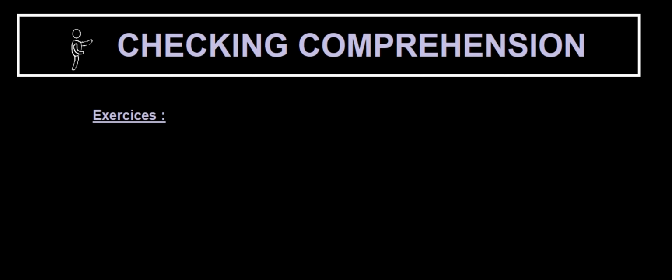Check your comprehension by answering these two exercises. It's a direct application of the steps we just saw. You will need a sheet of paper and a pen. You will have 2 minutes maximum for each exercise. Press pause if you want more time. Are you ready? So let's go. 3, 2, 1.